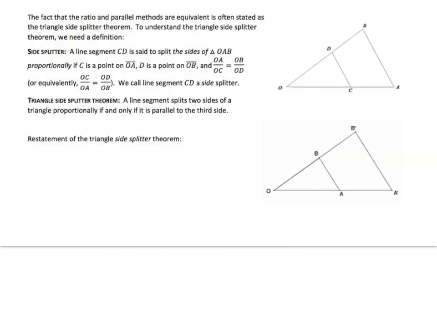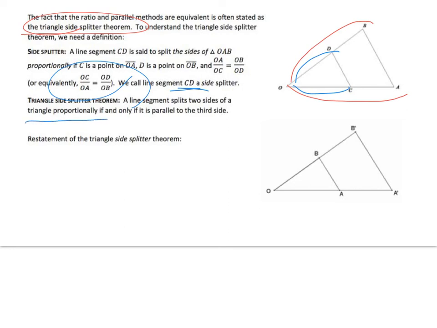The fact that the ratio and parallel methods are equivalent is often stated as the triangle side splitter theorem. I think that theorem has a really funny name. To understand the triangle side splitter theorem, we need a definition. Side splitter: a line segment CD is said to split the sides of triangle OAB proportionally if C is a point on OA and D is a point on OB, and OA over OC is equal to OB over OD, or equivalently any of those. We call segment CD a side splitter.